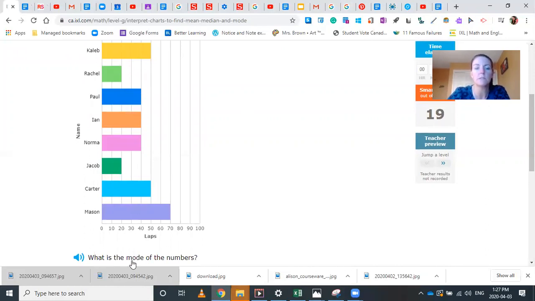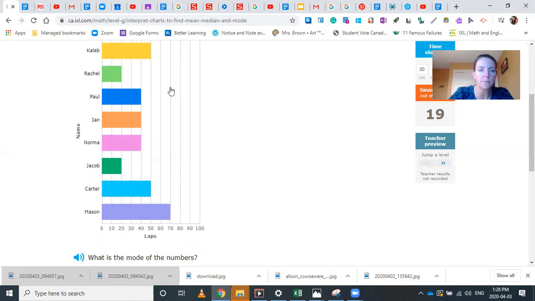What is the mode, again, of the numbers? Mode and most, the one that happens most often, right? So pause, see if you can figure it out, and then unpause to see what the answer is. So if we're looking here, we're looking at the bottom, this one over here is 70.